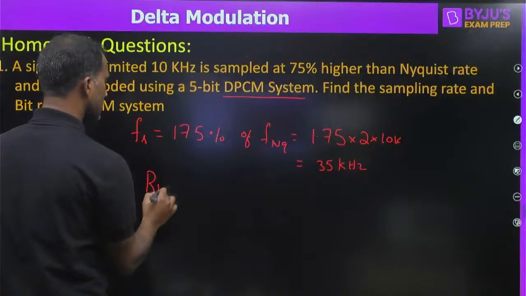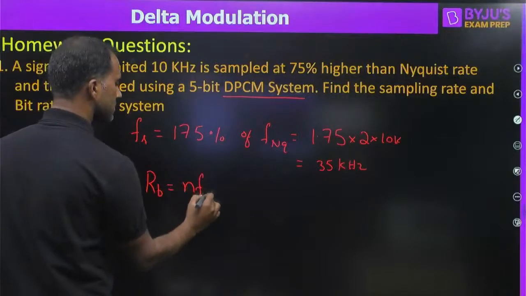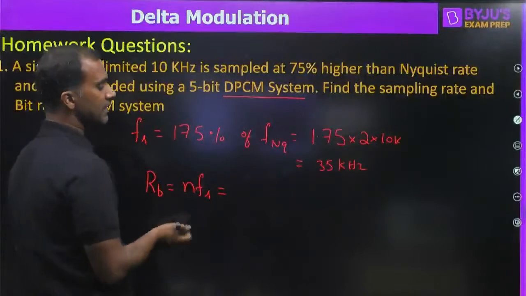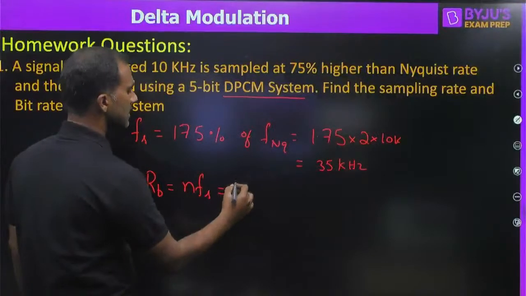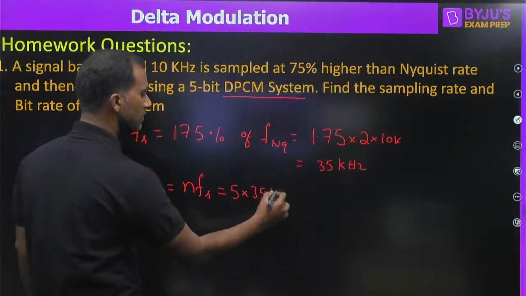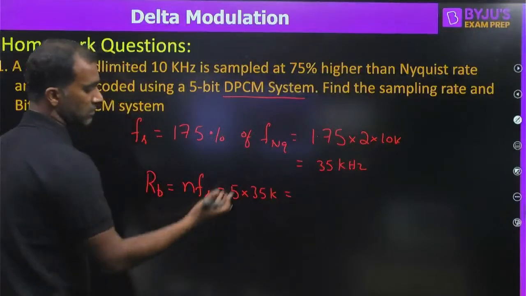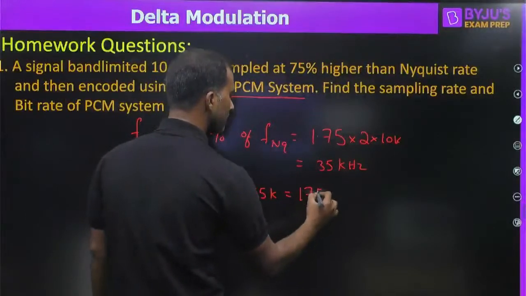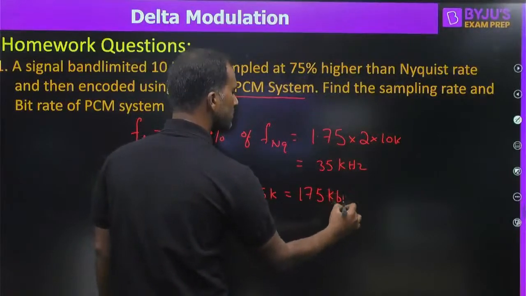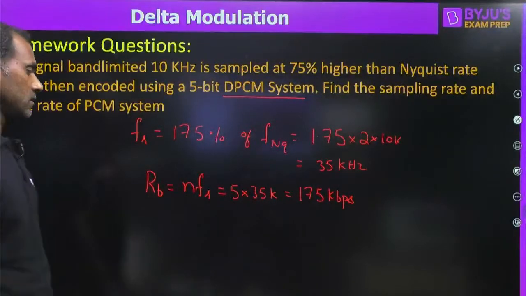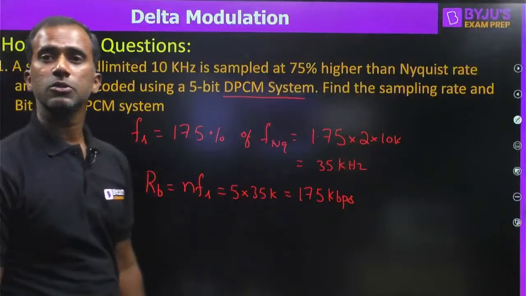And bit rate is equal to n fs. Whether it is PCM system or DPCM, the formula for bit rate is same, and that is n is 5 and fs is 35 kilo, which is equal to 35 into 5, which is 175 kilo bits per second. Is that okay? Yes, I think that should be correct.